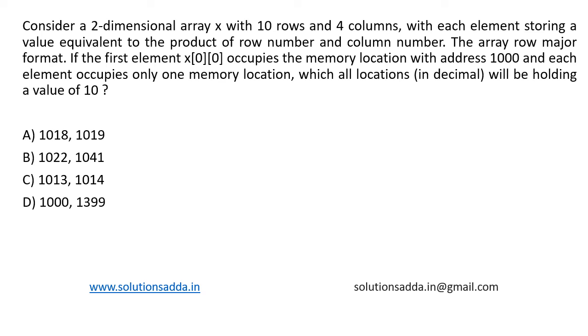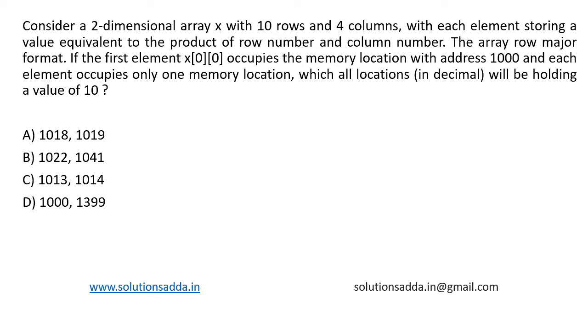This is a previous year ISRO question. Consider a two-dimensional array X with 10 rows and 4 columns, with each element storing a value equivalent to the product of row number and column number. The array is stored in row major format. If the first element x00 occupies the memory address 1000 and each element occupies only one memory location, which all locations in decimal will be holding the value of 10?